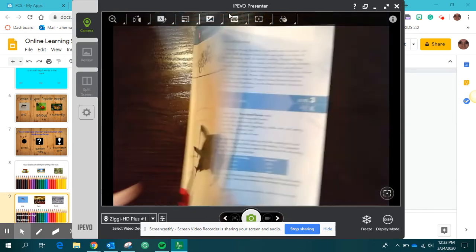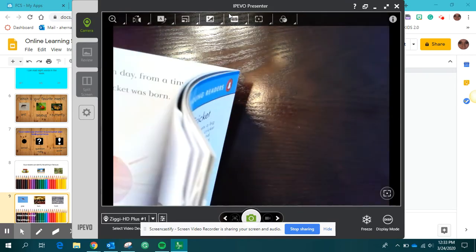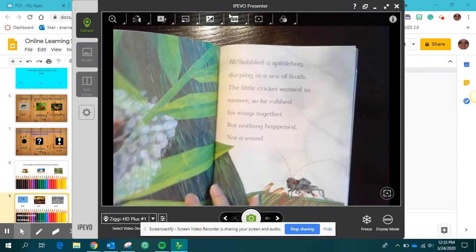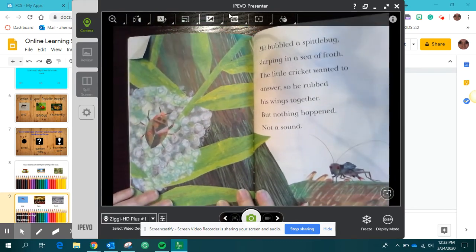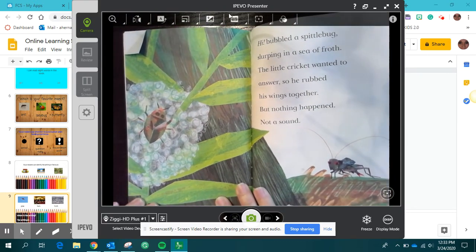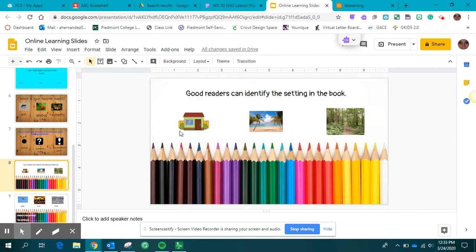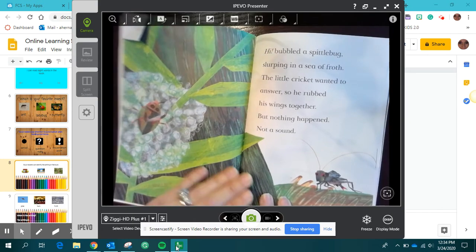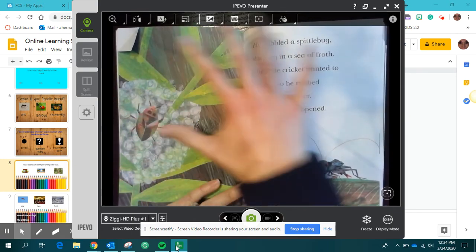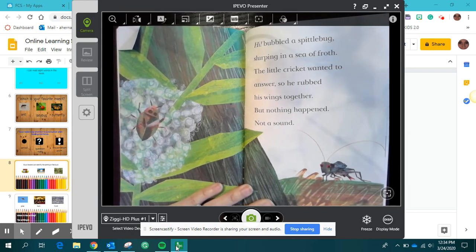All right, boys and girls, let's go back to our focus, which is the setting of the book. And before we turn and talk to an adult, Mrs. Hernandez is going to model the strategy, okay? Good readers can identify the setting in the book, okay? All right, I'm going to turn to this page right here, okay? And I'm going to show you where the setting is on this page, and then you're going to practice on a different page in the book.